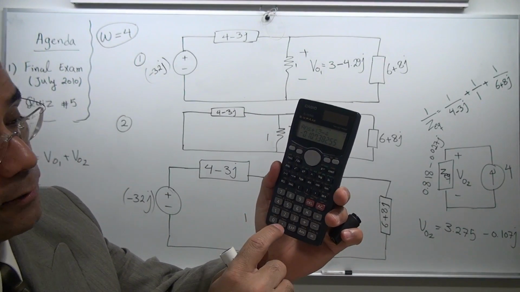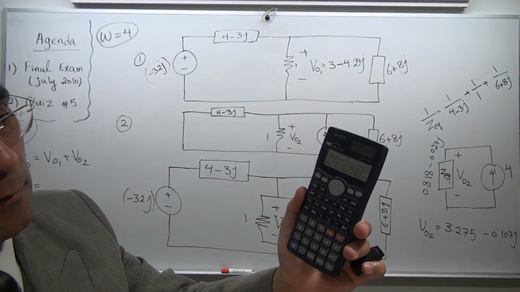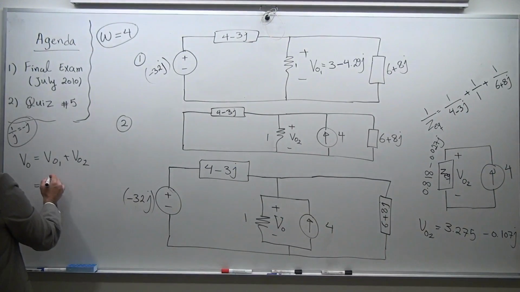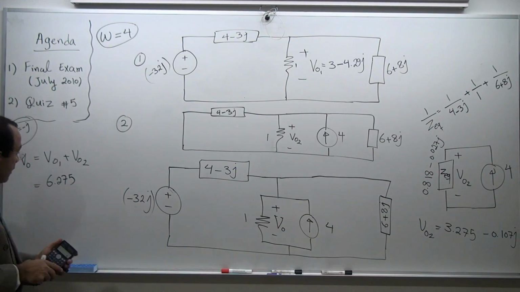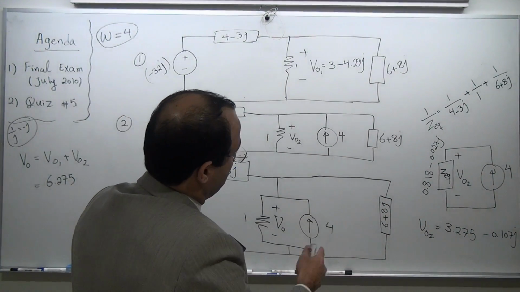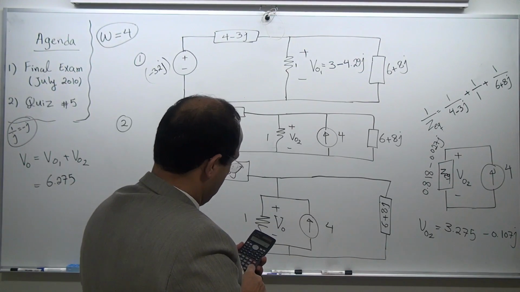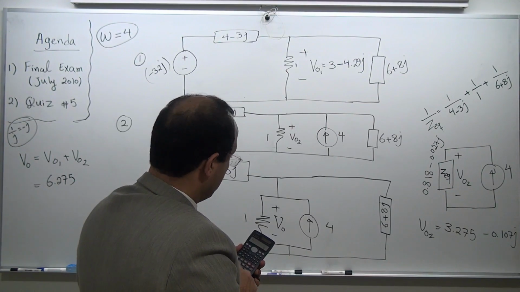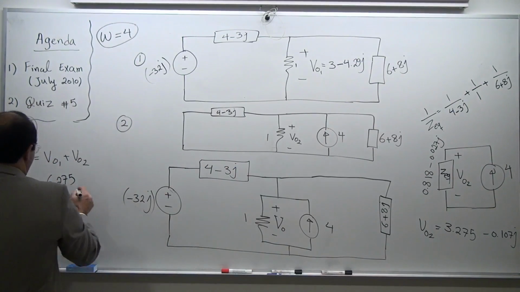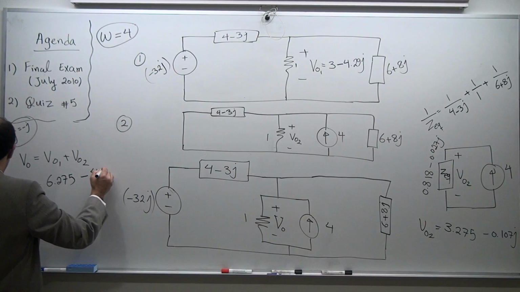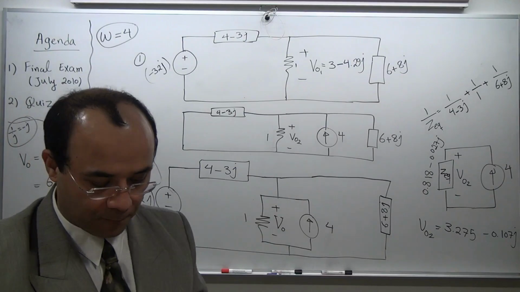minus 4.29J. I've got a very good response. 6.275, shift equal sign, oops, I lost it. It's going to be, hold on, plus 4.29, it's 4.4. So it's minus 4.397J.